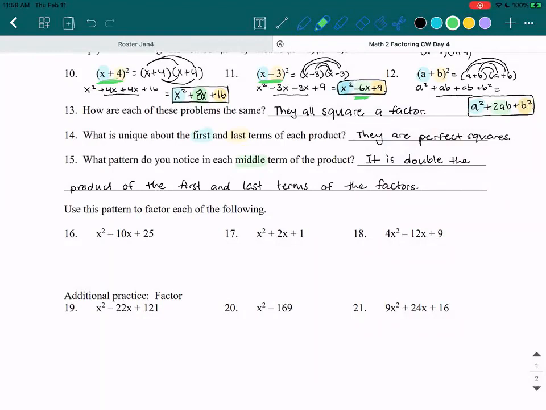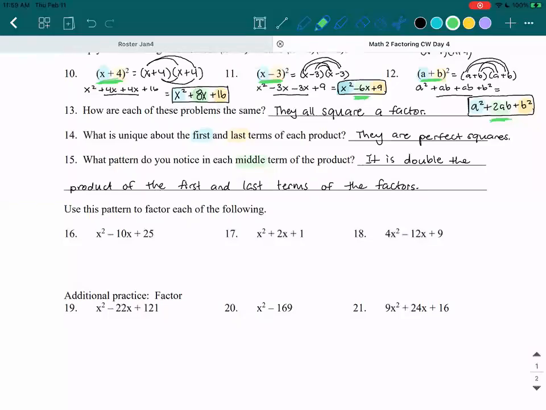And for number 12, our middle term is the 2ab. So how do we get 2ab? Well, you take the two terms of our factors, the a and the b, multiply them, so you get ab, and you double it, so you get 2ab. So you take the first and last terms of the factors, multiply it together, and you double it. Okay, so I'm going to pause here and give you guys some time to write.